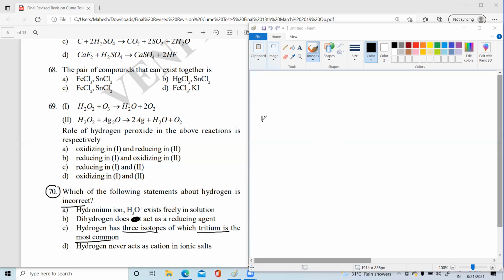So we have hydrogen H1, hydrogen H2, and hydrogen H3: protium, deuterium, and tritium, students. The most abundant is protium, but they said it is tritium. Tritium is the very least abundant one. So this is the wrong statement. So the answer should be C, student.